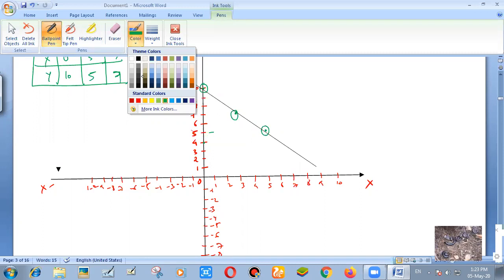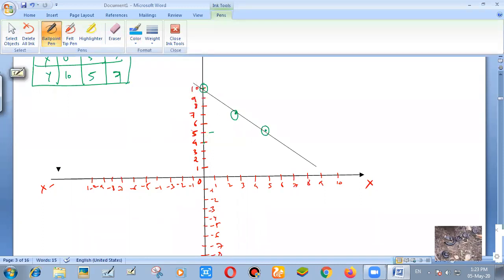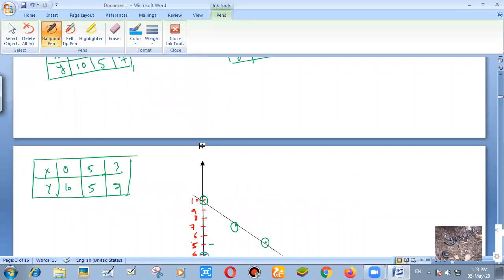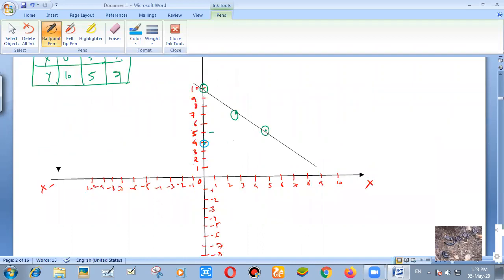Okay. Let me draw some with the next one. Next point, 1, 5. That means the value of x is 1, and the value of y is 5. So it will be like this here, approximately here.